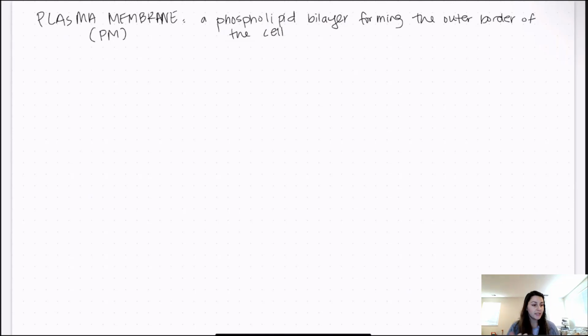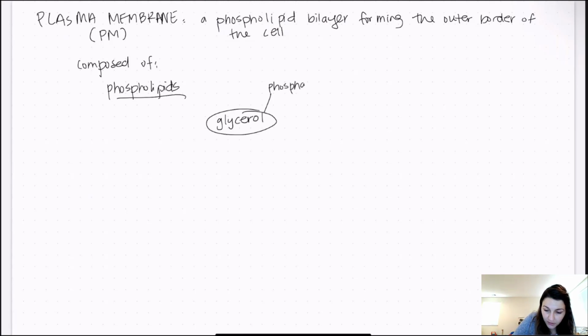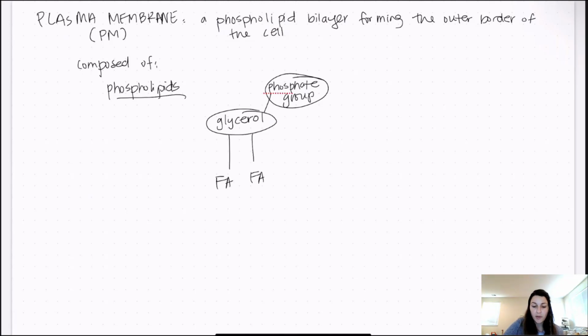All right, so let's break down what is in a plasma membrane, and it's phospholipids mostly. So the plasma membrane is composed of phospholipids. And if you remember, phospholipids consist of glycerol with phosphate on it, phosphate group. And then there's two fatty acid tails, fatty acid and fatty acid. And if you remember, glycerol is just a 3-carbon sugar.